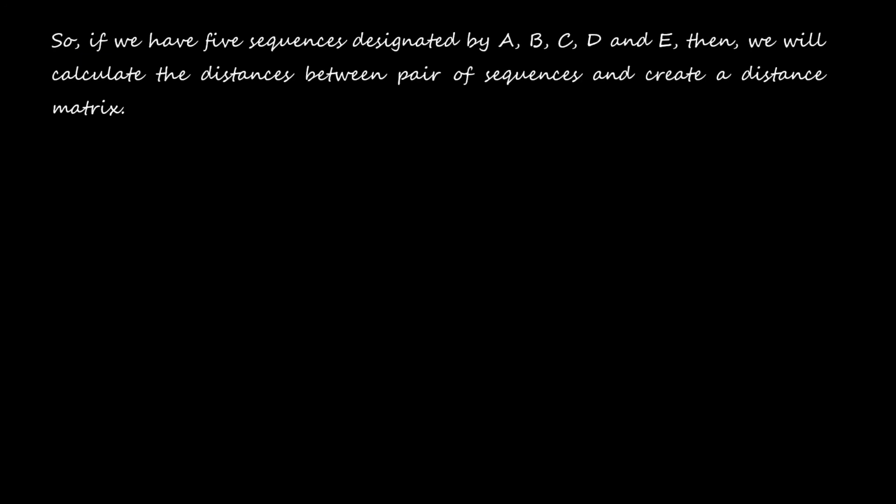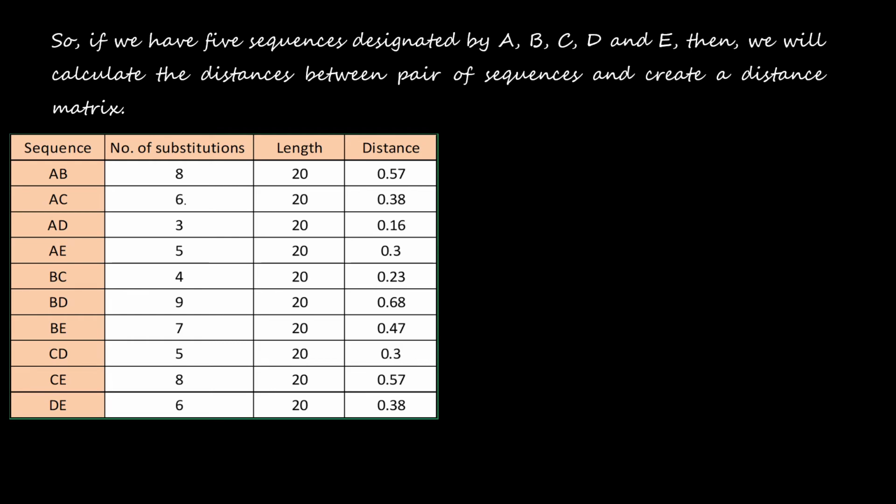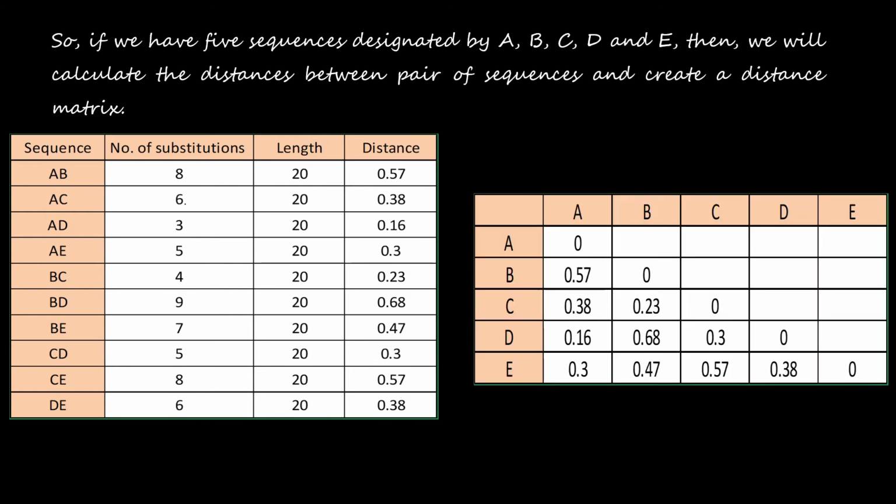So if we have 5 sequences designated by A, B, C, D and E, then we will calculate the distances between pairs of sequences and create a distance matrix. So this is how we calculate the distances between two sequences each, and then we prepare a distance matrix like this. Next type of substitution model is Kimura model.